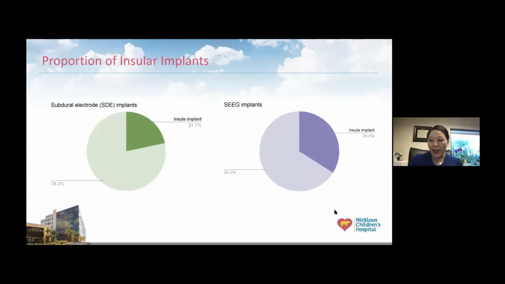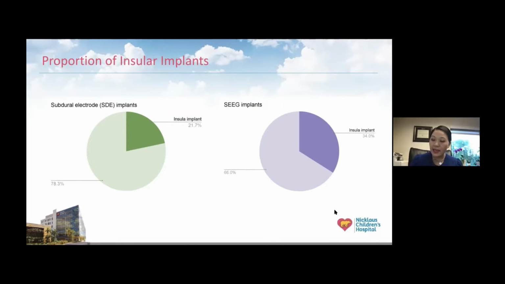And when we look at the proportion of insular implants between 2005 and 2021, we have performed a total of 276 phase 2 evaluations, and that includes subdural grid electrode insertions and SEEG electrode insertions. And of this cohort, 66 patients underwent insular sampling. So that's nearly a quarter, so 24% of phase 2 evaluations.